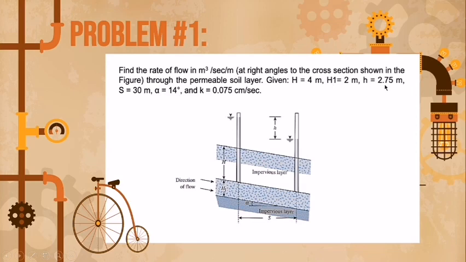the small letter h, which is equal to 2.75, this distance from here, the S, that is 30 meters, the alpha of the angle, that is 14 degrees, that is what is mentioned here as the right angles in the cross section, and the k, or the hydraulic conductivity, that is equal to 0.075 centimeter per second.